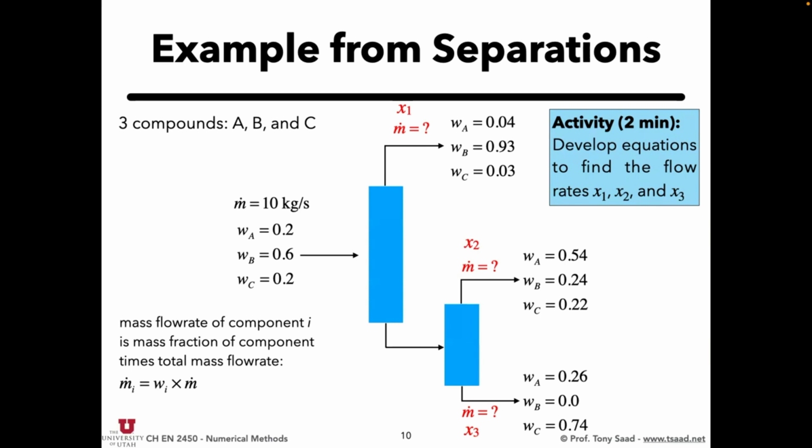So think about what happens to the compound A, the flow rate of A that's coming in. How does it go? So what's the flow rate of A that's coming in? 0.2 times 10, right? So that's 2 kilograms per second. Where is that going to go? It's going to go to WA times X1 plus WA times X2 plus W, right? It's just mass conservation.